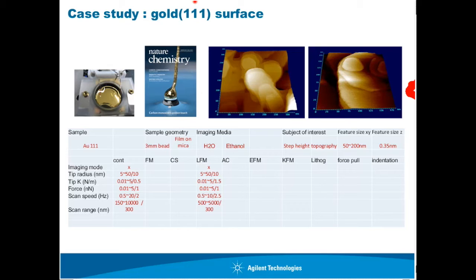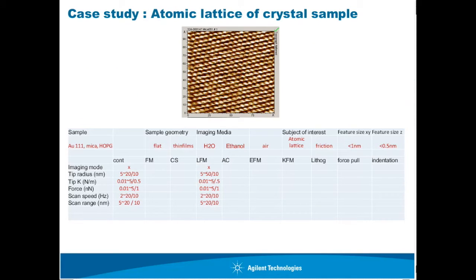Next example, case study. Next is the atomic lattice of crystal samples, for example gold 111, mica, and graphite. Here again, use a slightly blunted tip, not very sharp. This is because when you're imaging a crystal lattice, the result is not individual atoms. The result is a lattice, and therefore it's some sort of average across the area. And then it depends on a relatively strong interaction between tip and sample. There are many reasons, but I find that a slightly not-so-sharp tip actually works quite well.